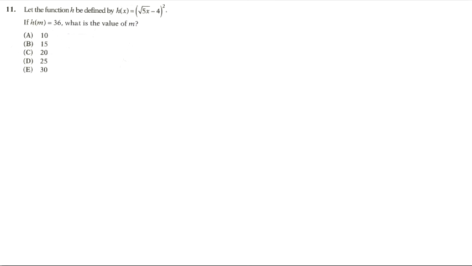Let the function h be defined by the above here. If h of m is 36, what is m? So really, they're saying if the square root of 5m minus 4, squared, is 36, solve for m. Because here we just took m and we put it everywhere that we saw an x, which there's only one place.